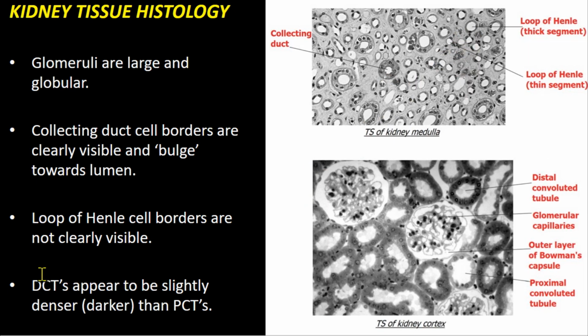The distal convoluted tubules appear to be slightly denser or darker than the proximal ones. Here you can see a proximal convoluted tubule here, and here you can see a distal convoluted tubule here.